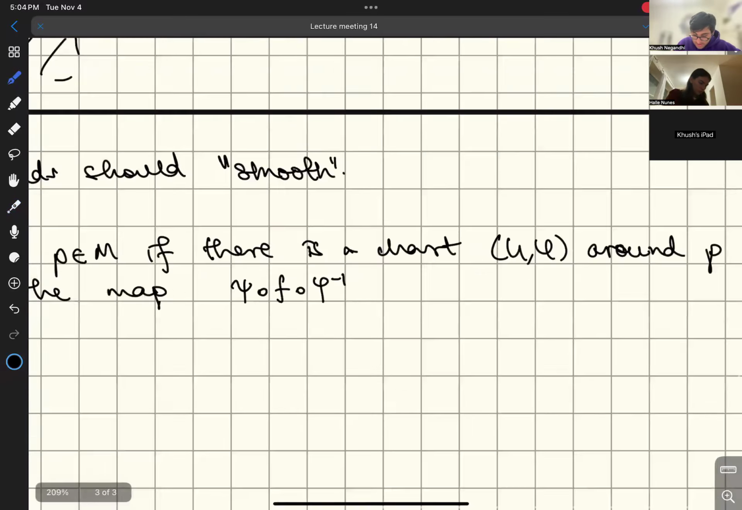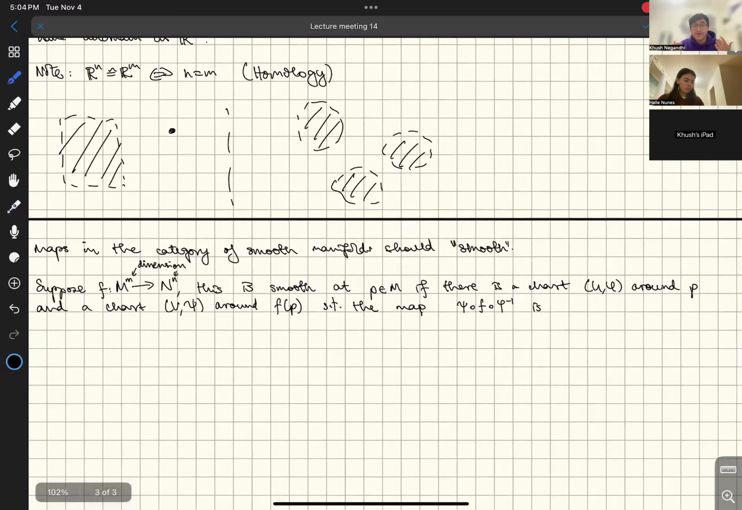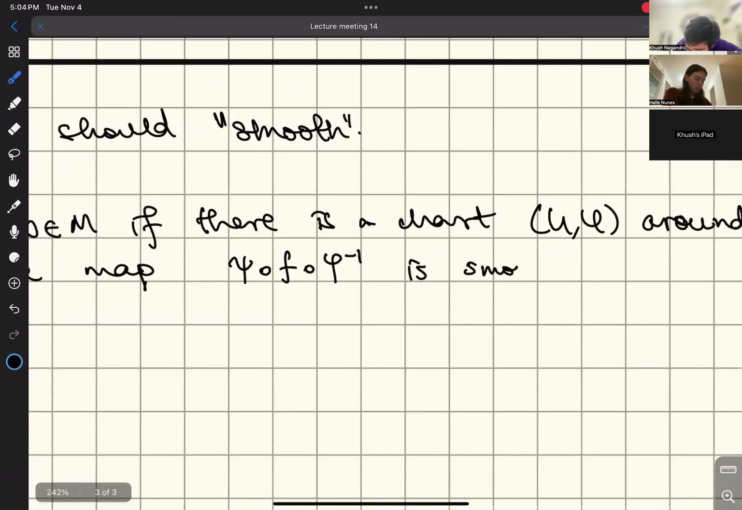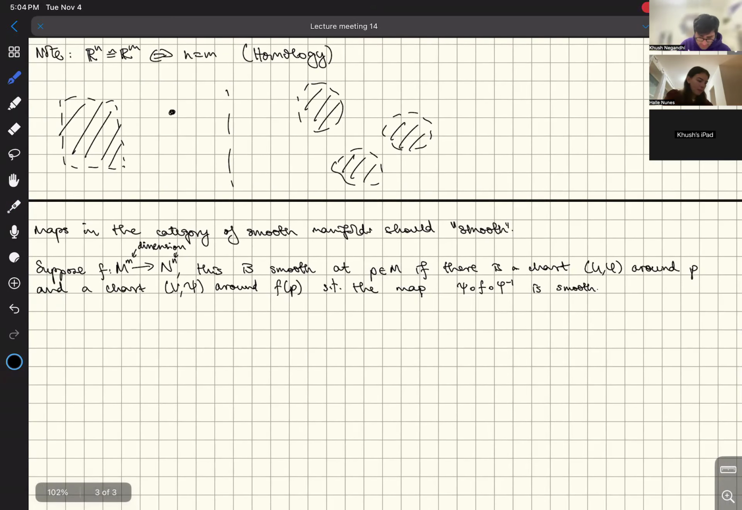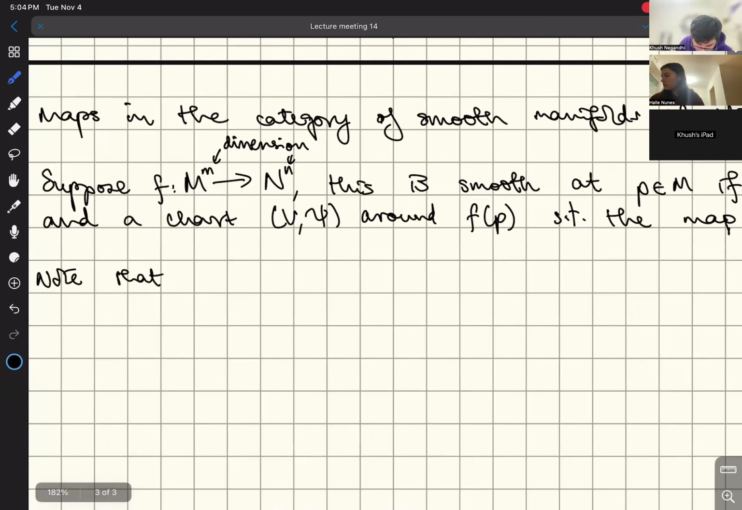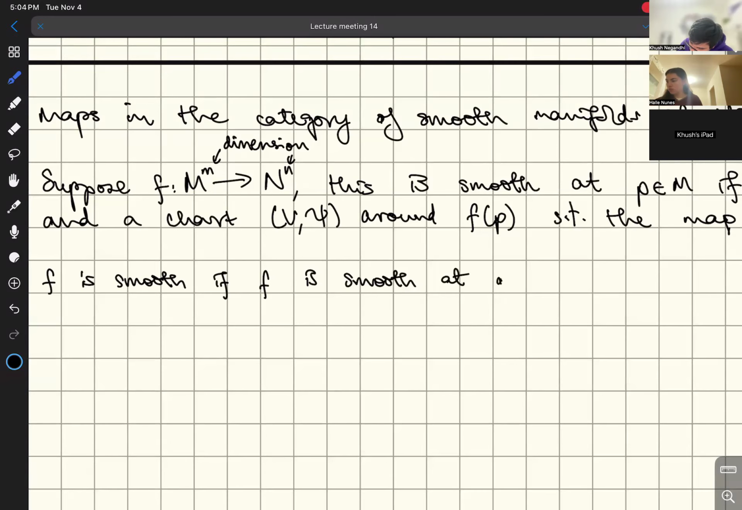And then we just say F is smooth at a point if this map is smooth. Let me actually just finish the definition: F is smooth if F is smooth at all points. I love definitions like this.